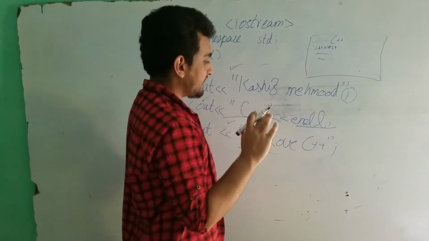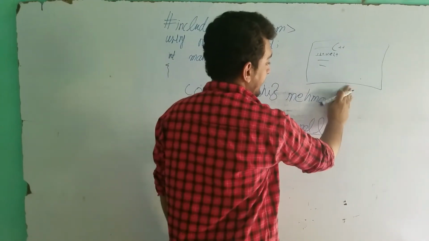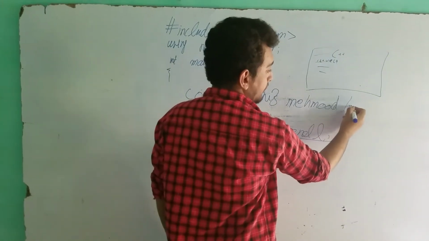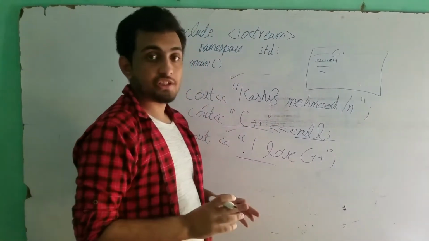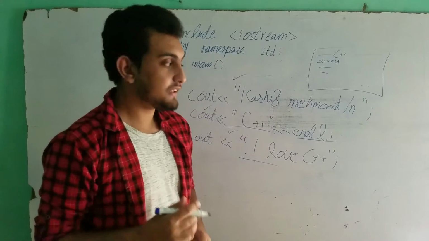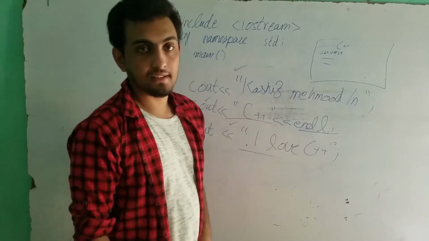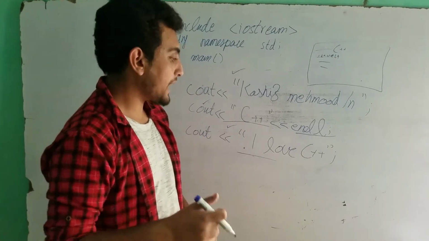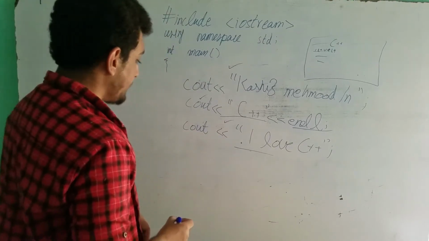And another thing that you can use is that in your string you can put \n at the end, which is an escape sequence. We will study that later, but it does the same work that endl does. So let's get back to the purpose of this video, which is the execution of a C++ program.